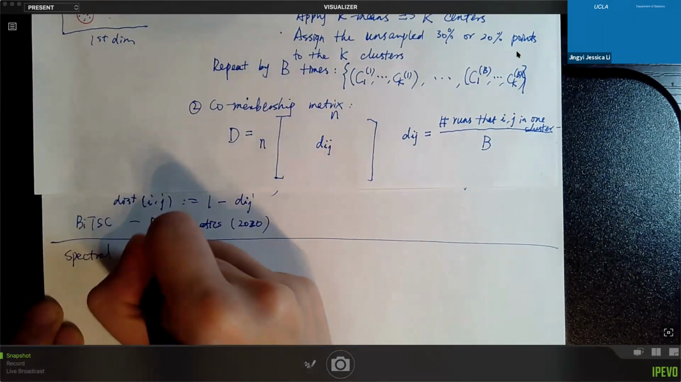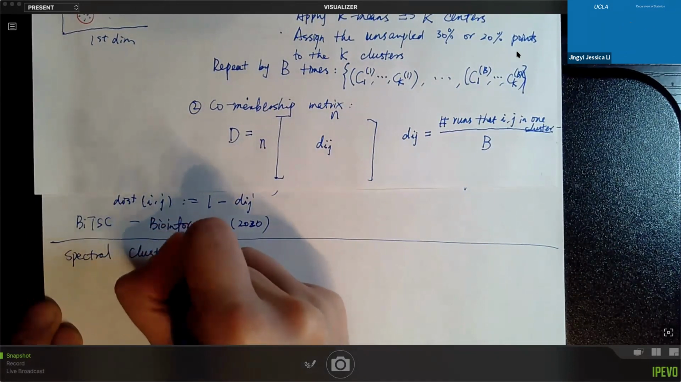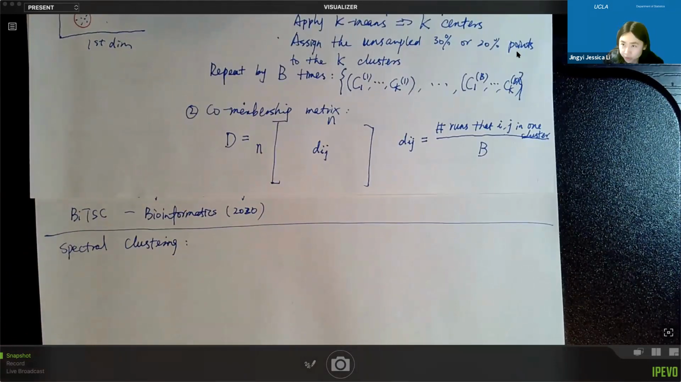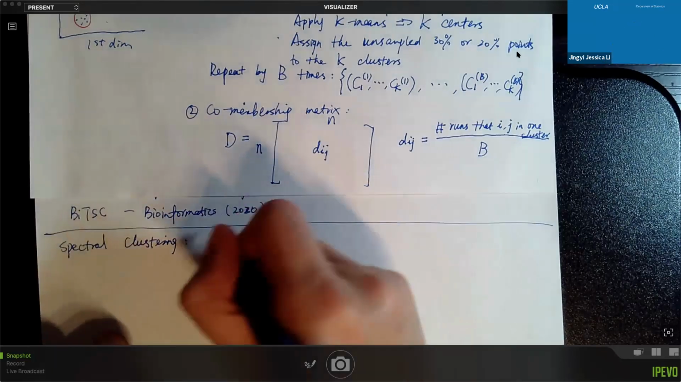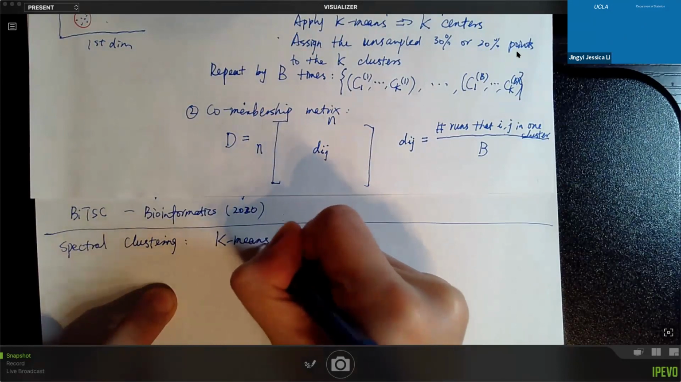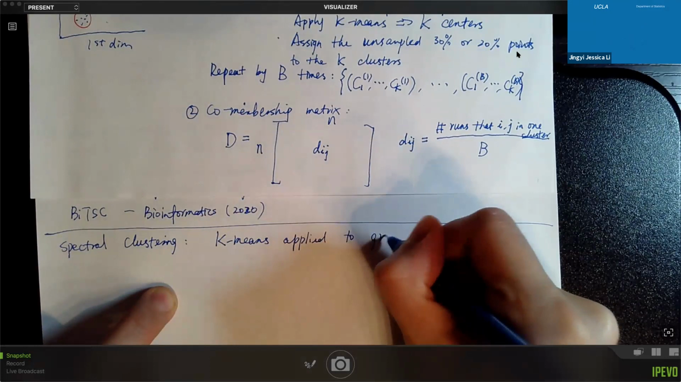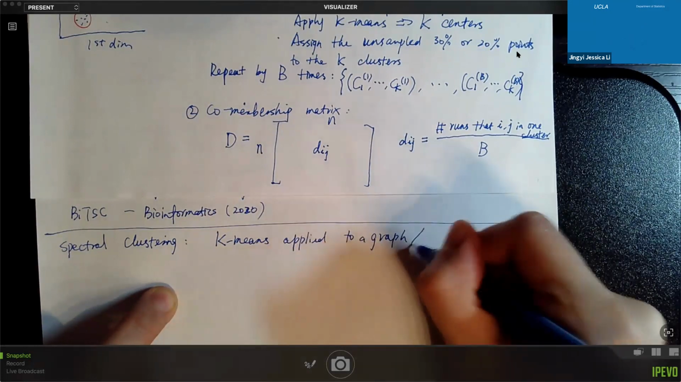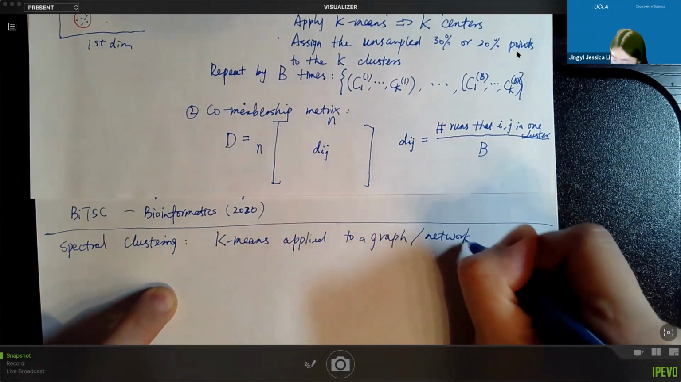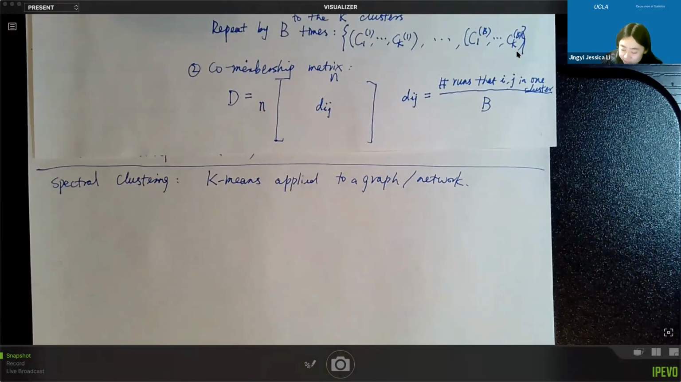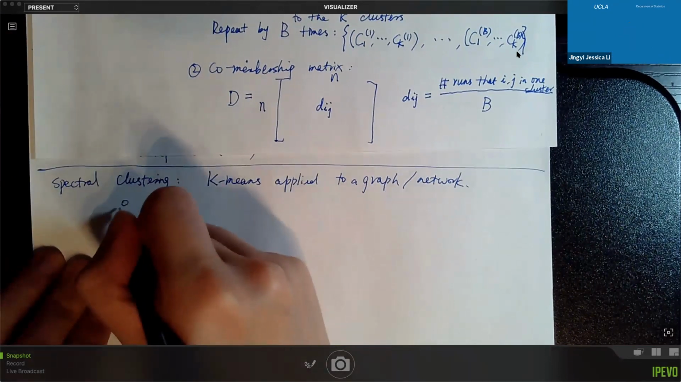Spectral clustering is a very commonly used technique for identifying communities, node clusters, from a network or a graph. So this can be considered as k-means applied to a graph or network. Here the data structure is not a matrix anymore, but instead it's a network structure.